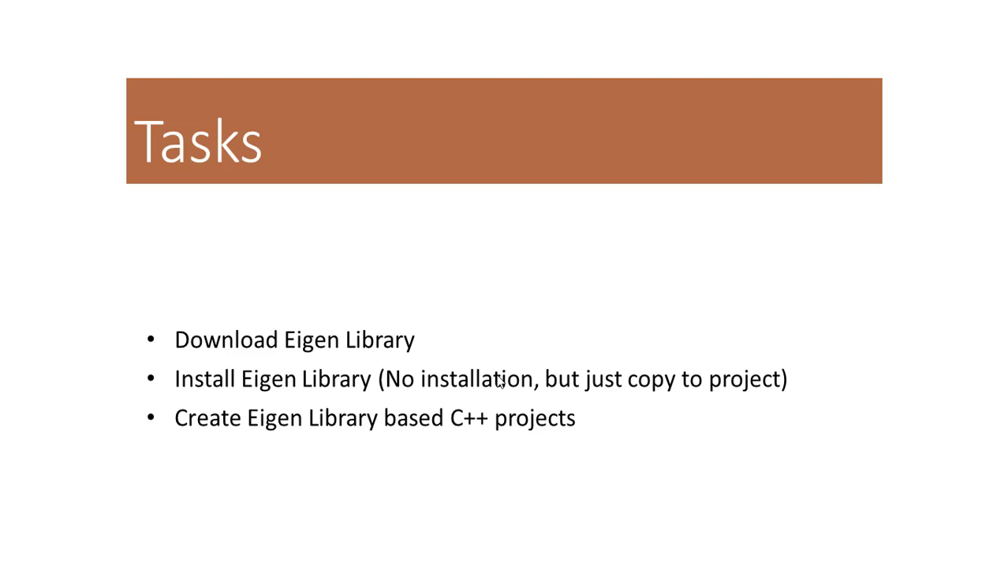We will carry out some tasks during this tutorial. We will download the Eigen library from their official website. We will install the Eigen library. Actually, there is nothing to install. We can just download it, unpack it, that is, unzip it, then copy the main folder and paste it in our project. We will see that in a minute. Then we will create Eigen library based C++ projects. We will learn how to use some of the features of the Eigen library in our C++ project.